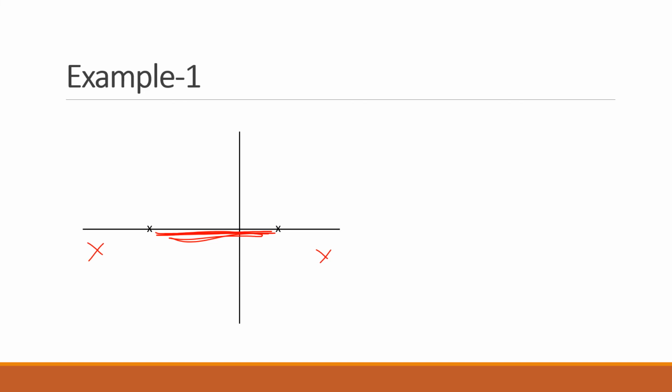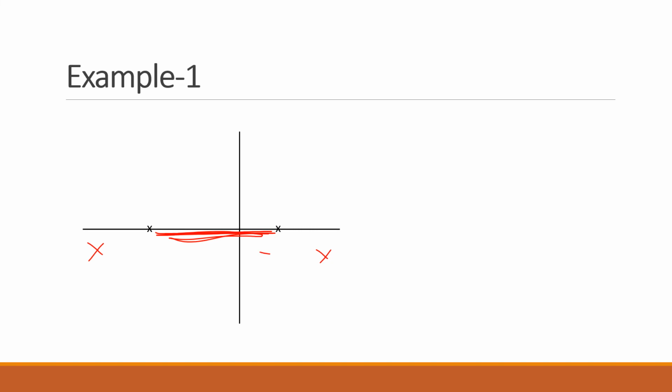Alright, so that's the real axis rule applied. The next step we're going to do is draw our asymptotes. Since we know that there are two poles going towards infinity, there will be two asymptotes at plus or minus 90 degrees. We need to find the center of the asymptotes, and for that we need to know the exact value of these poles.